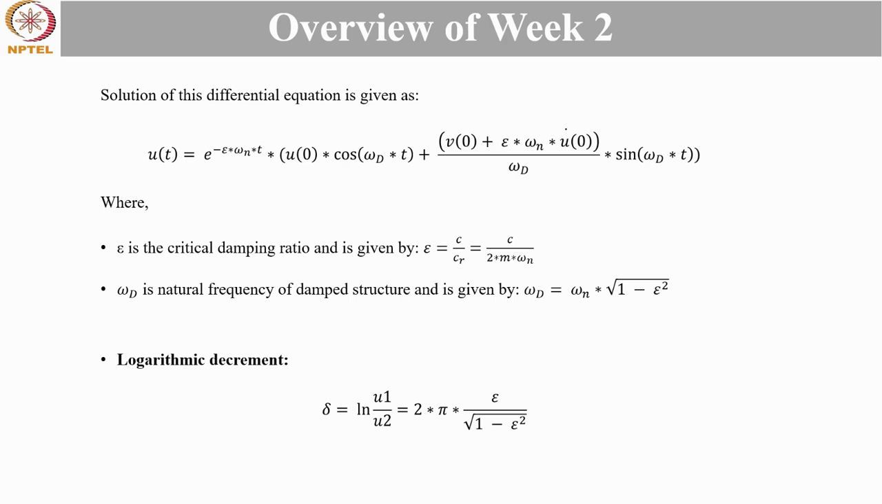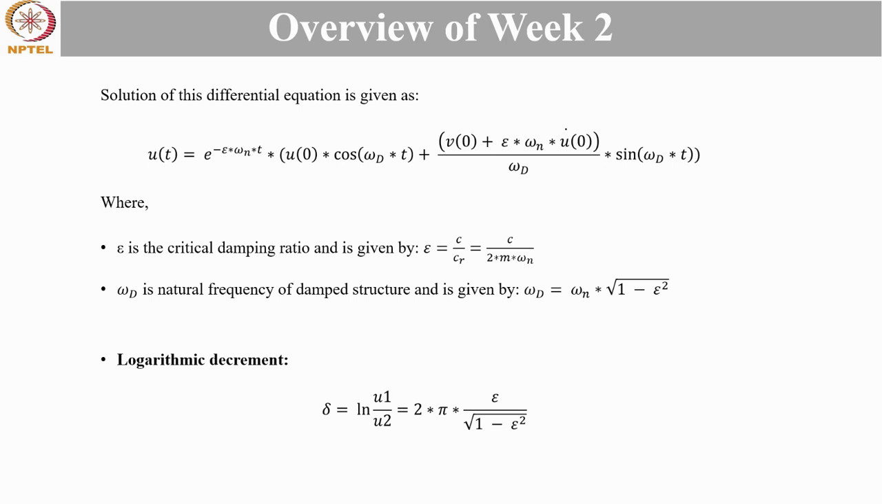Omega n is the natural free frequency of the system, multiplied by initial displacement times cos of omega d times time, plus initial velocity plus epsilon times omega n times initial displacement upon omega d, times sine of omega d times time. Now here epsilon is the critical damping ratio, and it is given by the ratio of damping to critical damping coefficient, and is equal to c upon 2m omega n.